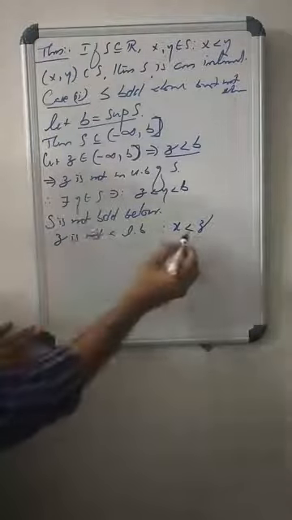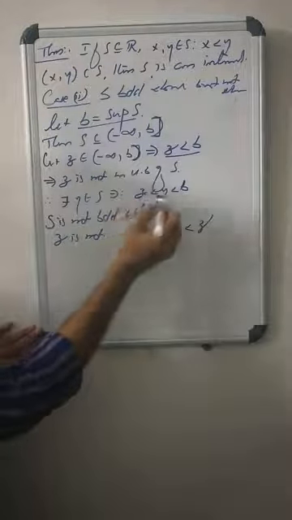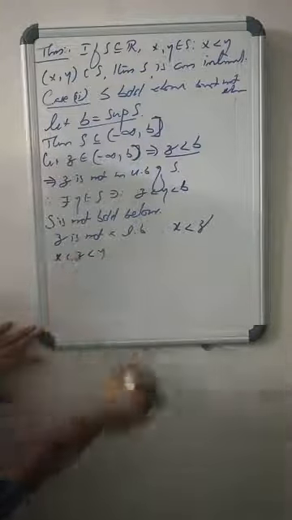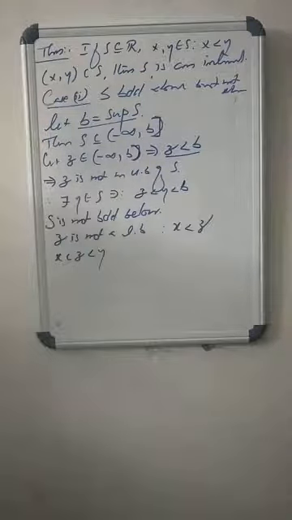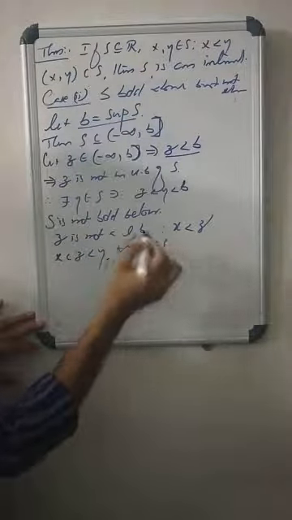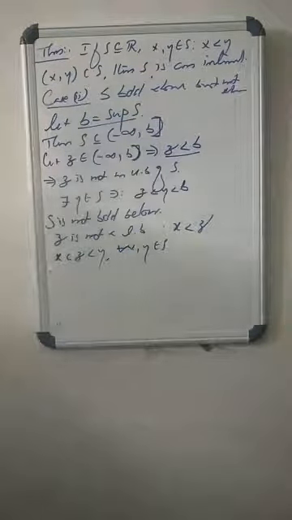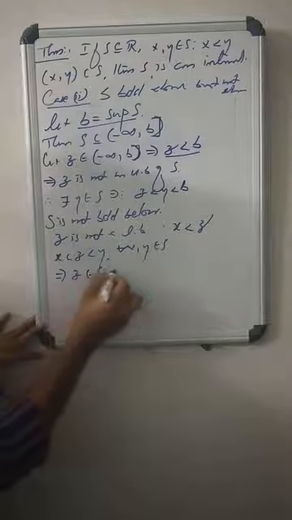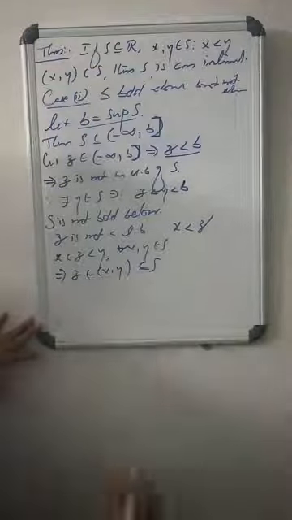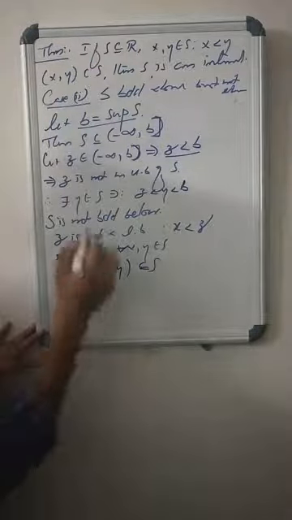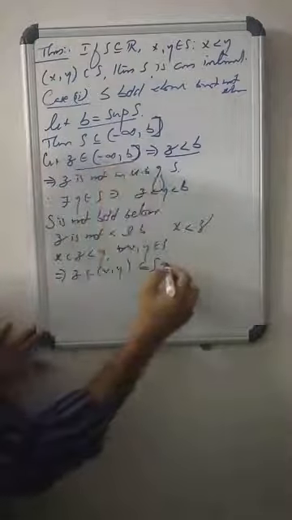Means x less than z but z less than y, so it is x less than z less than y for all x, y in S. That means z is in the open interval (x, y), which is a part of S. But z is chosen from (minus infinity, b).